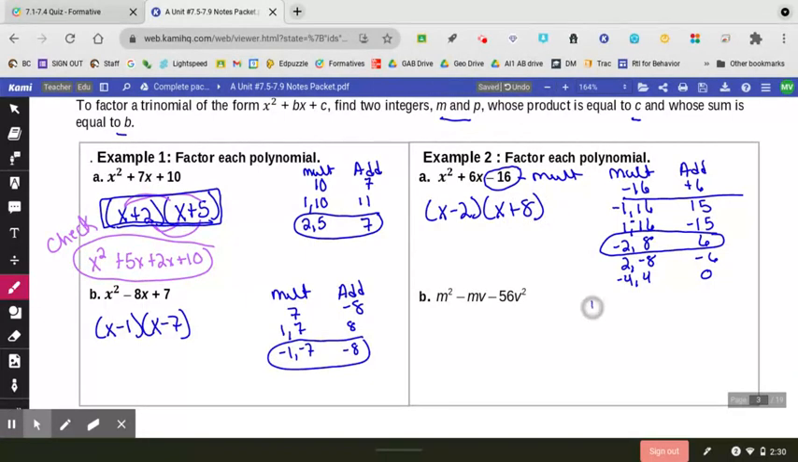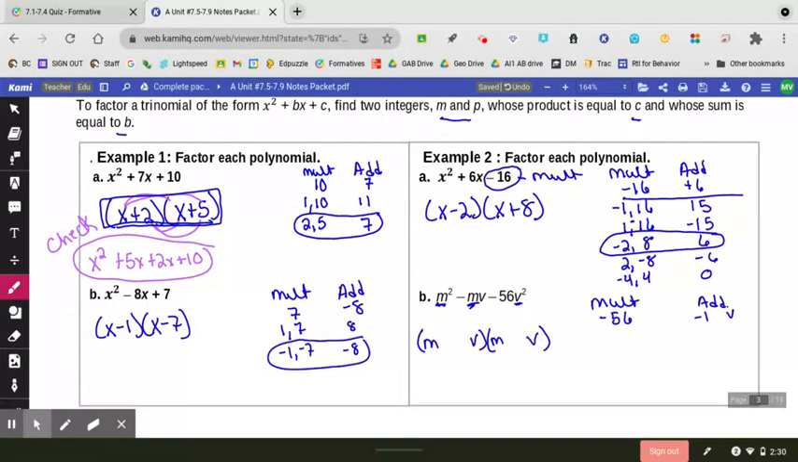Last example, we want numbers that multiply to be negative 56 v squared and add to be negative 1 mv. Now the v squared and the mv are taken care of by the fact that we have m squared and v squared and then mv in the middle. So we really don't need to do anything with that when we're doing our factors. That just comes about in that when we do our pairs, we have mv, mv.